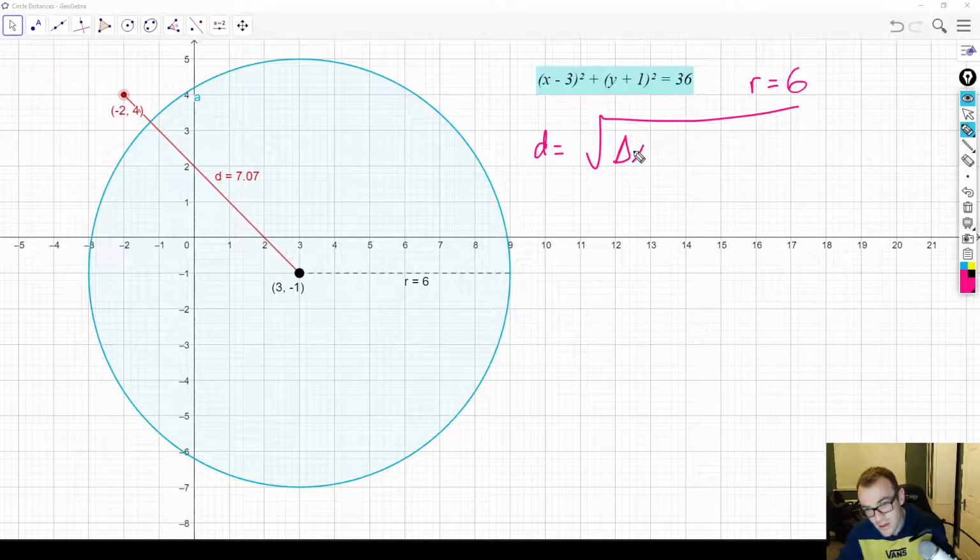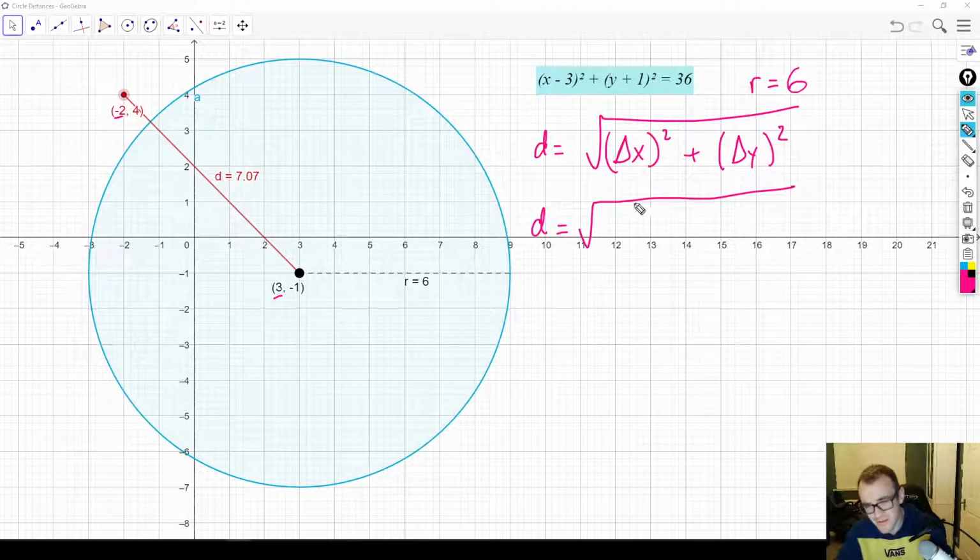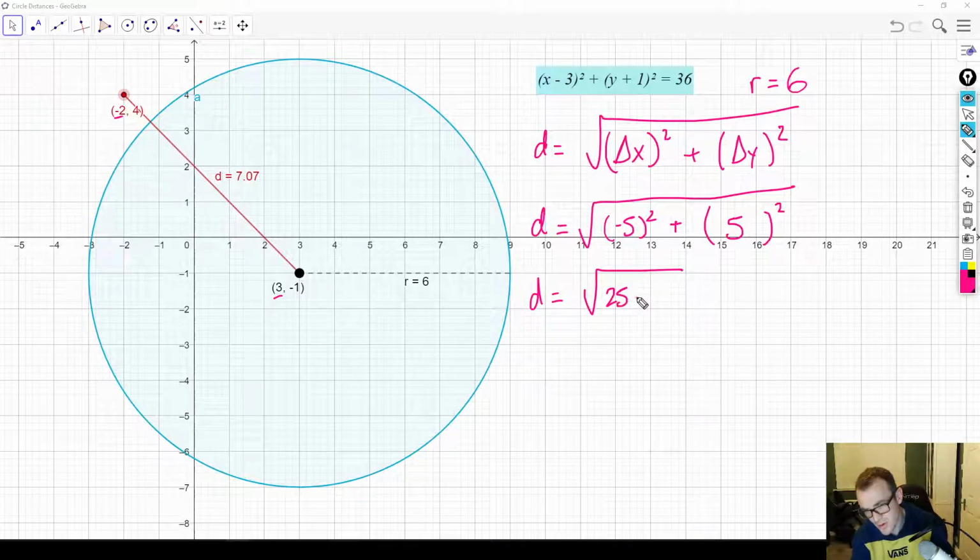Square root of change in x squared plus change in y squared. The change in the x values, let's see. So we've gone from 3 to -2. That's a change of 5. And you can write -5 if you're thinking I'll start here and work backwards. Doesn't really matter. And -1 to 4, change of 5. That works out as 25 and another 25, which is 50. And root 50 apparently will be about 7.07.